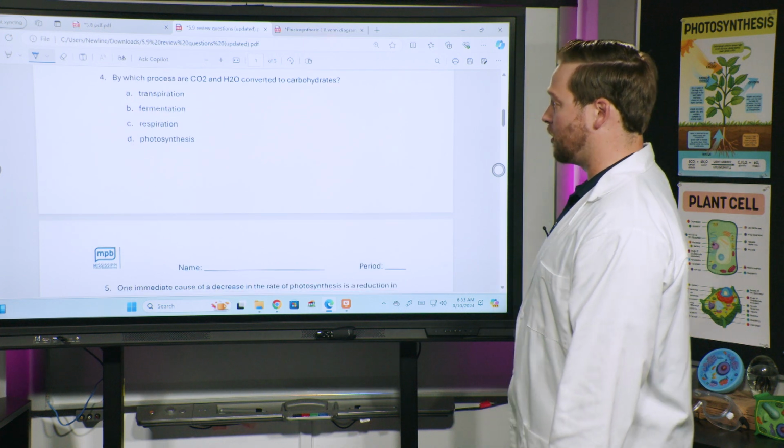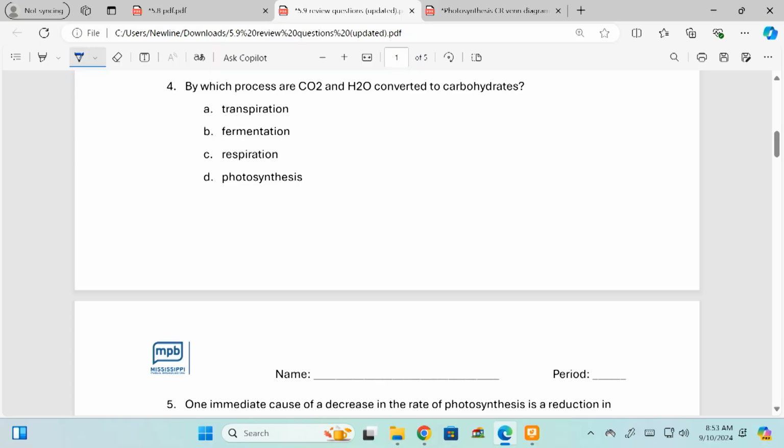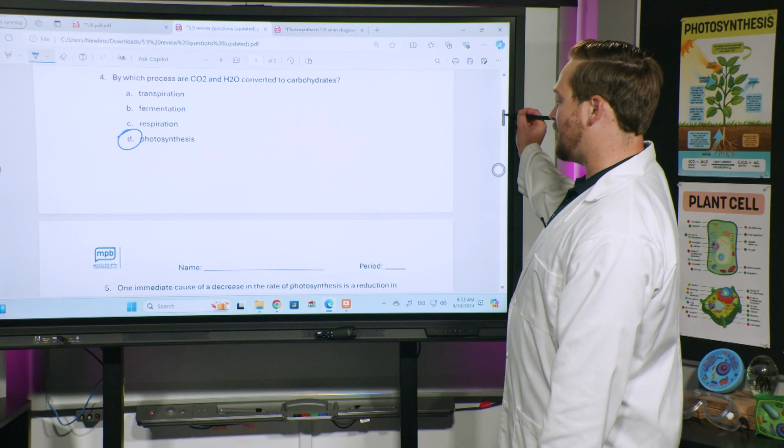All right, here's 4. By which process are CO2 and H2O converted to carbohydrates? Okay, well, which process takes carbon dioxide and water and makes glucose? Well, hopefully at this point we know that that is photosynthesis. So that's the answer for that one, okay? D. Let's keep it going.